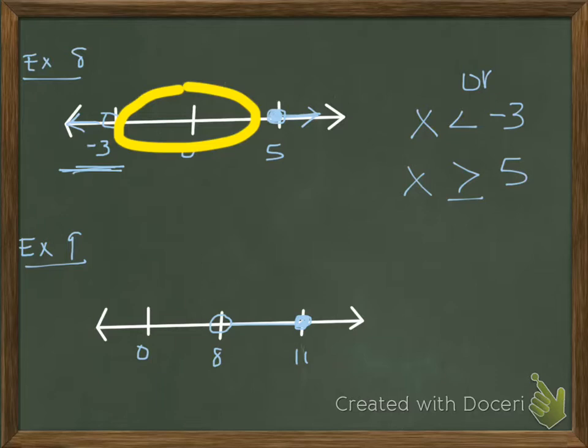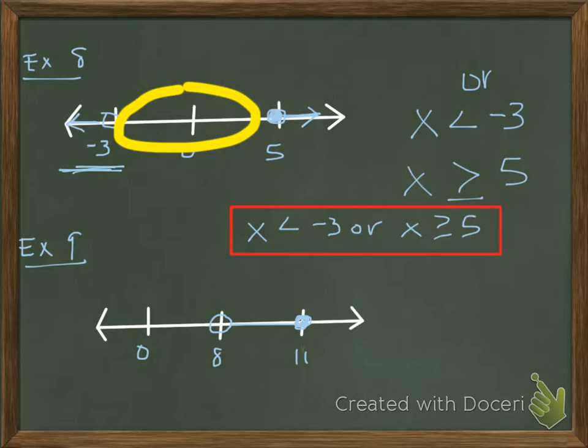So then what you would have is x is less than negative 3, or x is greater than or equal to 5. And there's your solution. Okay, that's a little more difficult, challenging to do, but once you get a full understanding of it, it's really not that hard at all.